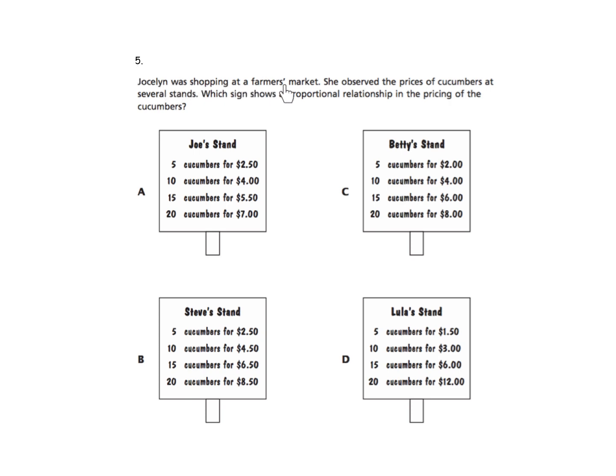Jocelyn was shopping at a farmer's market. She observed the prices of cucumbers at several stands. Which sign shows a proportional relationship in the pricing of the cucumbers? So we're looking for a proportional relationship, meaning that all of the prices have the same constant of proportionality.